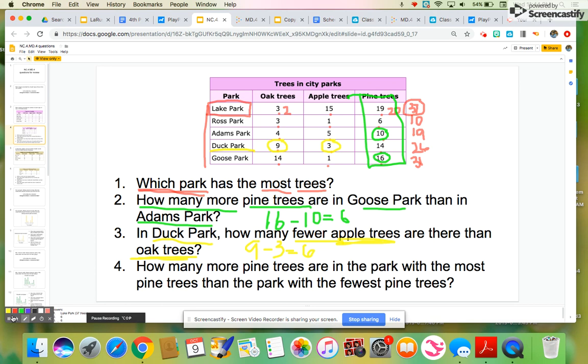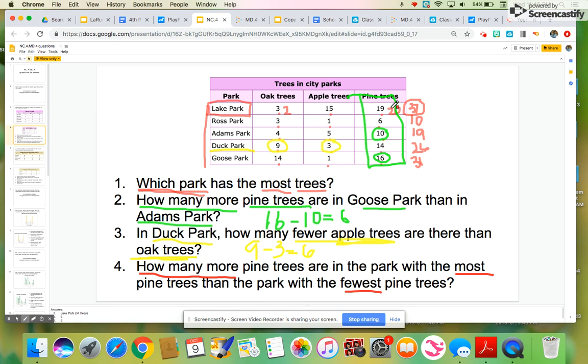All right, finally question number 4. How many more, again we're comparing two different things, how many more pine trees are in the park with the most than there are in the park with the fewest?